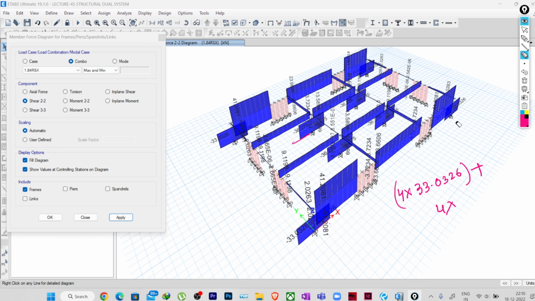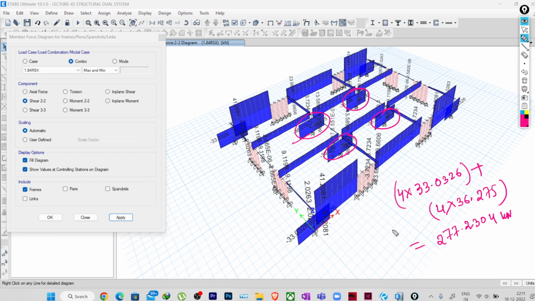Let me move this. Now I will add the base shear taken by these four columns. So it is 36.275. How much are we getting? Let us see. 4 multiplied by 33.0326 plus 4 multiplied by 36.275. Okay, so we are getting a value of 277.2304 kilonewton taken by the columns.